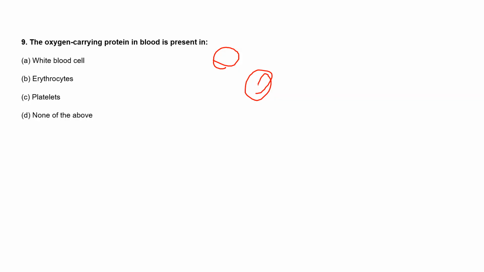Because it is also managing things. We know the SA node is the pacemaker, but the AV node also plays a role in maintaining the function.